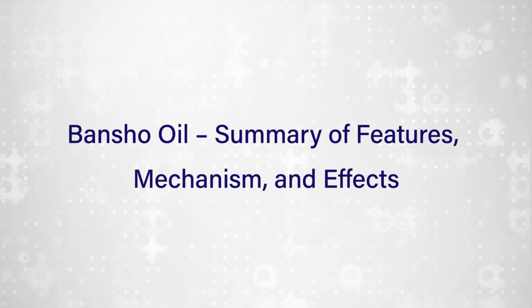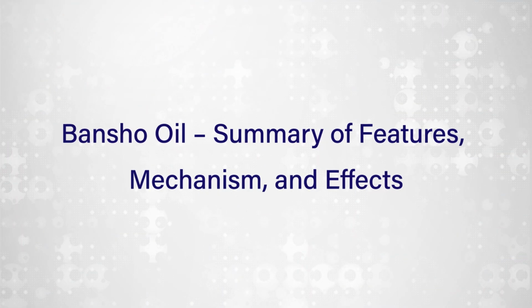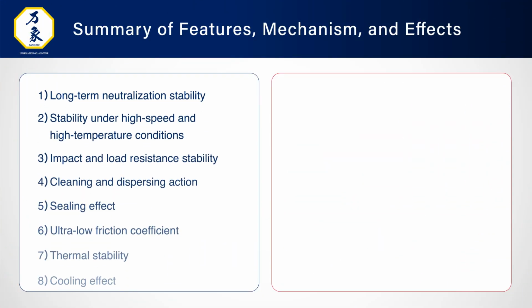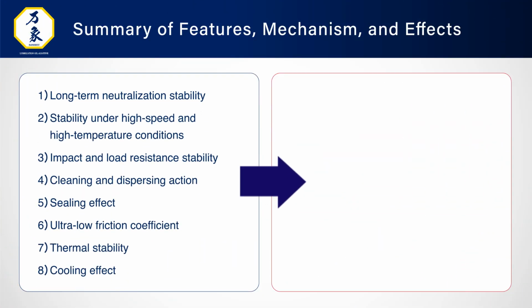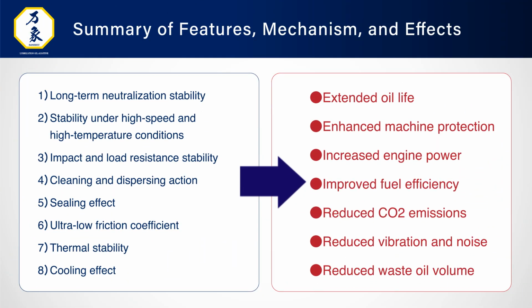Bansho Oil, summary of features, mechanism, and effects. Bansho Oil maintains long-term neutral stability, keeping its alkalinity level steady and extending the oil's lifespan. Even at high engine speeds and temperatures, its performance remains stable and reliable. Even when subjected to shock or heavy load, the oil maintains its performance without degradation. Its cleaning action dissolves deposits inside the engine, preventing failures and extending engine life.